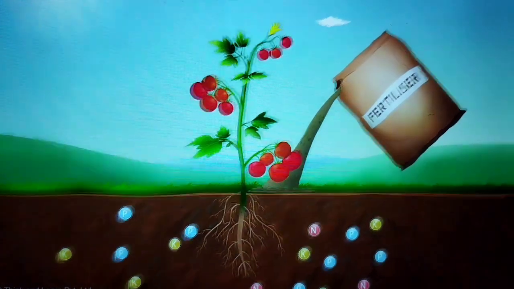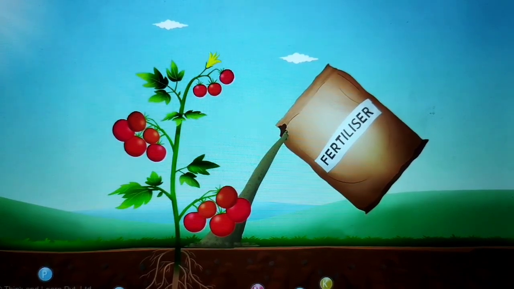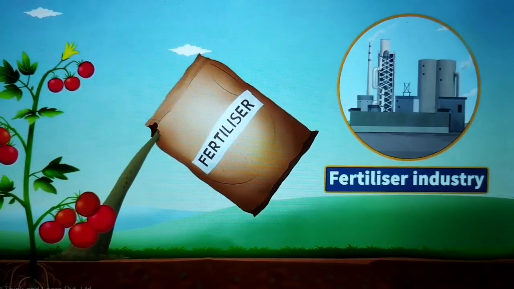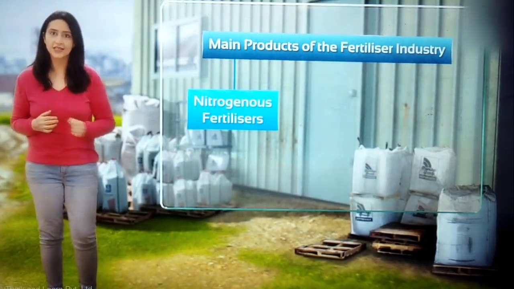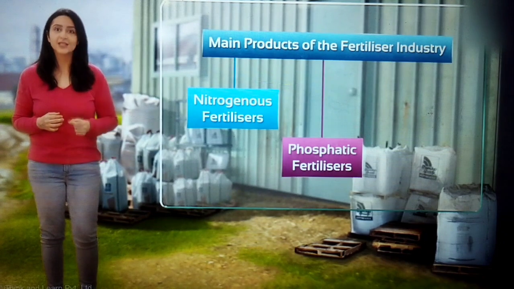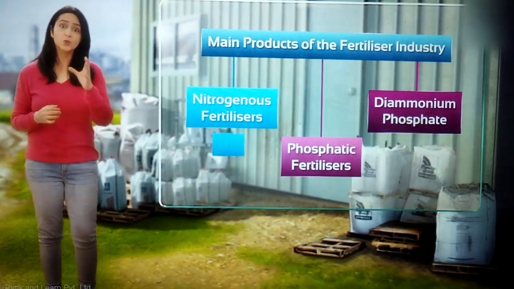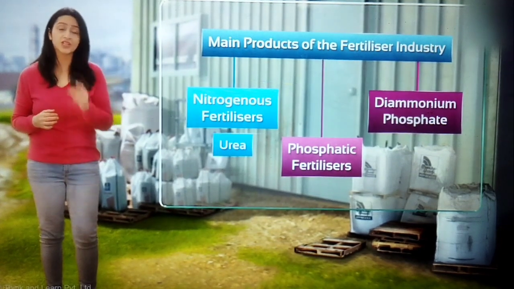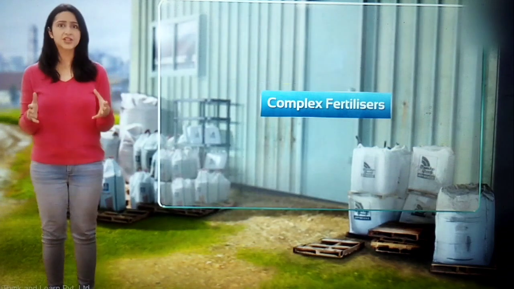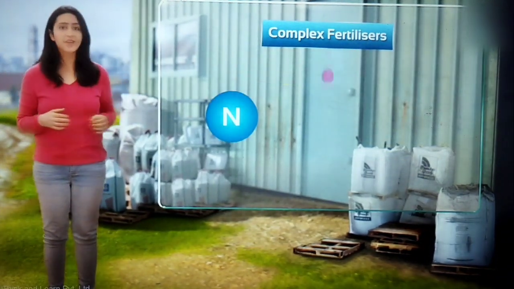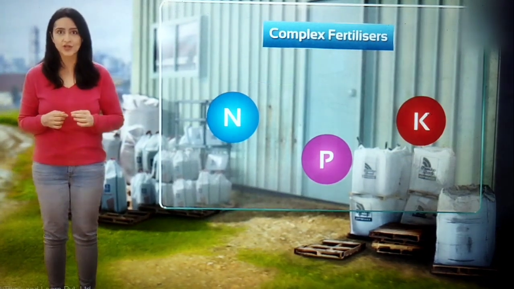And do you know who produces these fertilizers for farmers? Yes, the fertilizer industry. The main products of this industry are nitrogenous fertilizers, phosphatic fertilizers, as well as diammonium phosphate. Urea is one of the most important nitrogenous fertilizers. Complex fertilizers, which have a combination of nitrogen, phosphate, and potash, are also key products of this industry.